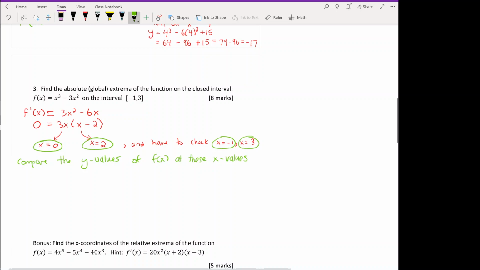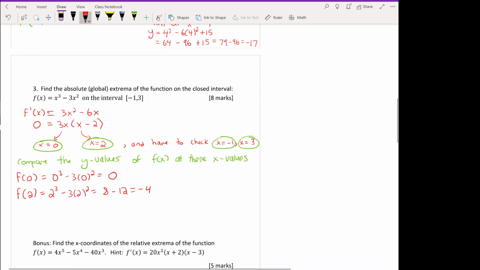So it could be that the global max and min are at the endpoints of the interval, or it could be that the global max and min are in the middle at a local max or local min. The only way to find out for sure is to get the y values. So we're going to do f of 0. That's going to be 0 to the 3 minus 3 times 0 squared, which is 0. Now we'll do f at 2. That'll be 2 to the 3 minus 3 times 2 squared. That's 8 minus 12, which is negative 4.